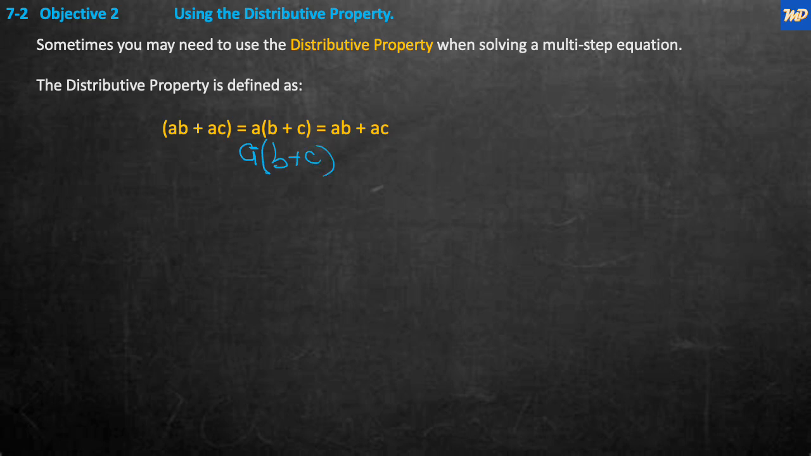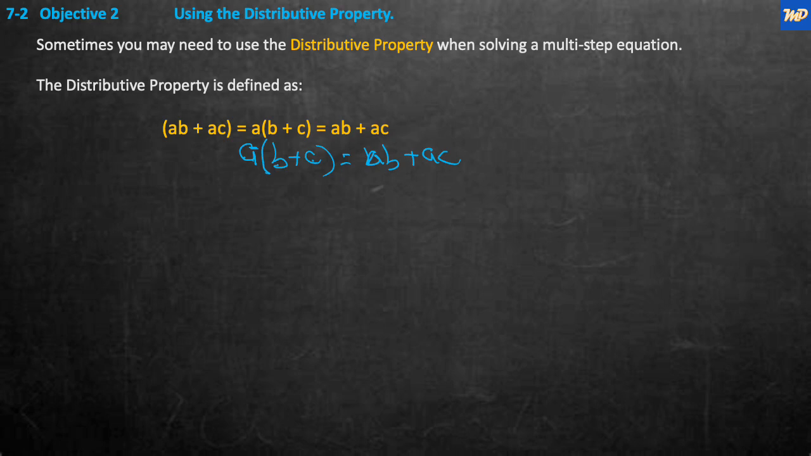Because this A is multiplied by the B, and this A is multiplied by the C. So here it is here. A is multiplied by the B, A is multiplied by the C. And we can go the other way too. If we had that, we can multiply through. We can say A times B is equal to AB plus A times C is equal to AC. So that's kind of how the distributive law works.